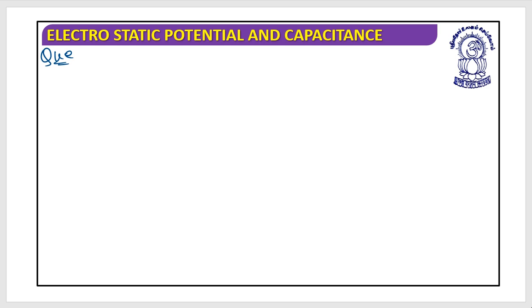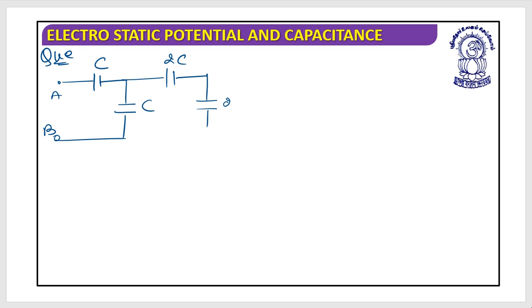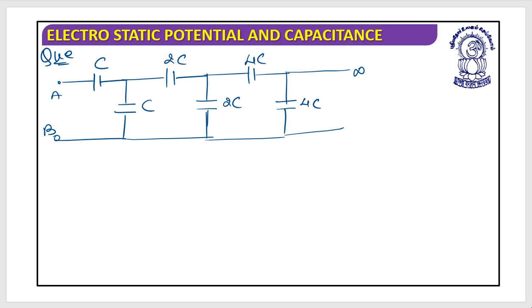The next question, that this is C. This network is C. This is A. This is B. Now this is 2C. This is 2C. Next, this is 4C. This is 4C, and this has been moving up to infinity.